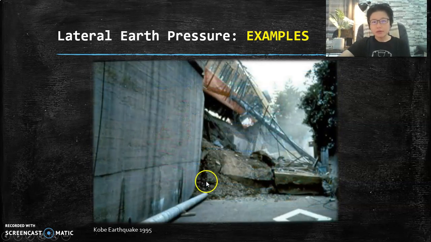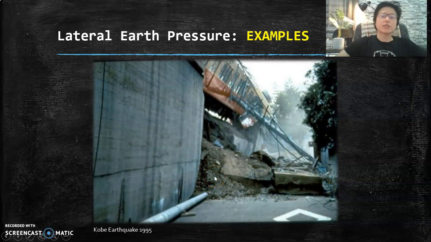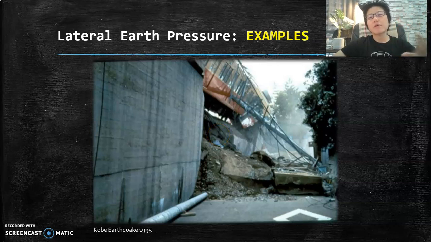An example of lateral earth pressure failure. This was a picture taken on a railway embankment in the Kobe earthquake 1995, which was quite a major destruction in Japan. So what happened here is that during an earthquake, the dynamic force of the earthquake will densify the soil, the backfill behind this wall, and the wall couldn't take the extra dynamic load. Also, the soil that is being densified became a greater force pushing the wall, hence it collapsed.